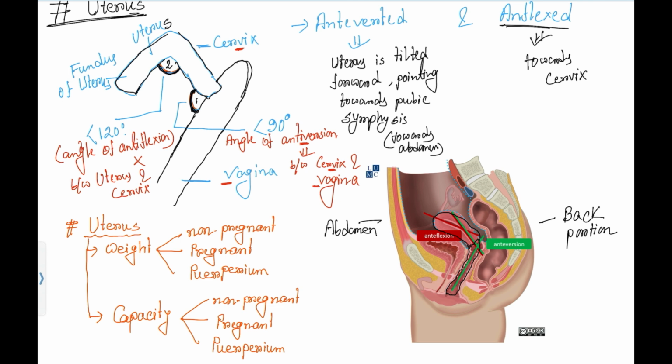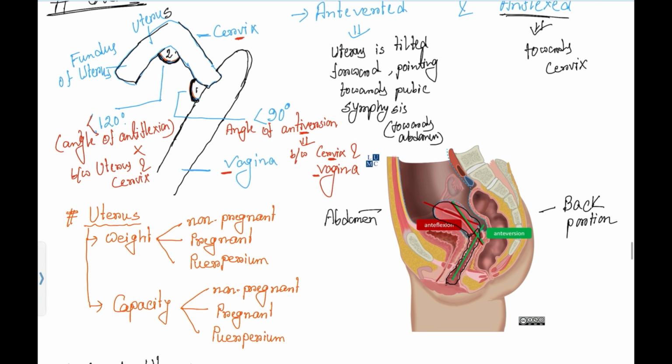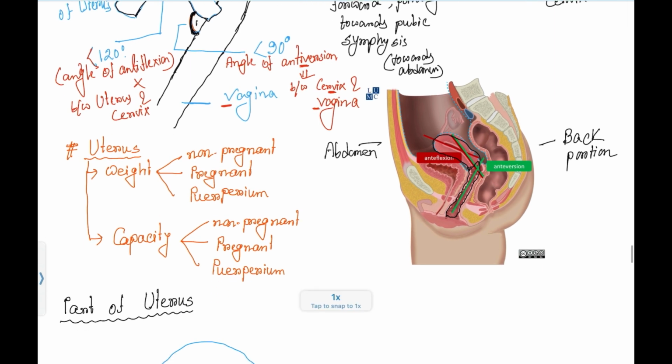The anteversion angle is less than 90 degrees, and the anteflexion angle is less than 120 degrees. That's what you need to remember from this. And this is the concept of your anteversion and anteflexion.